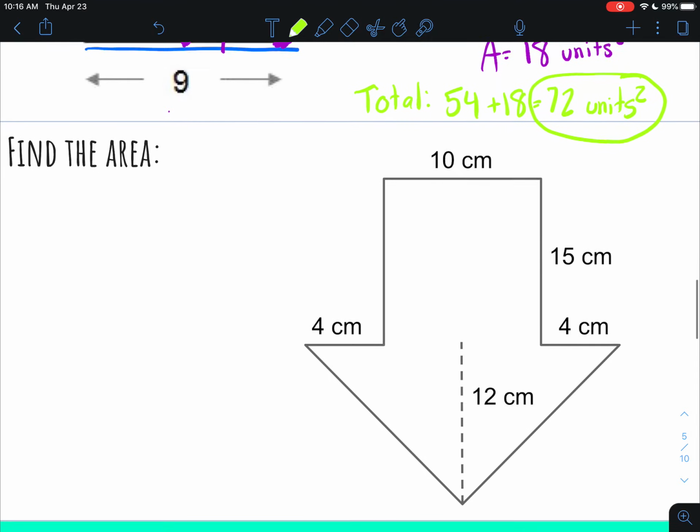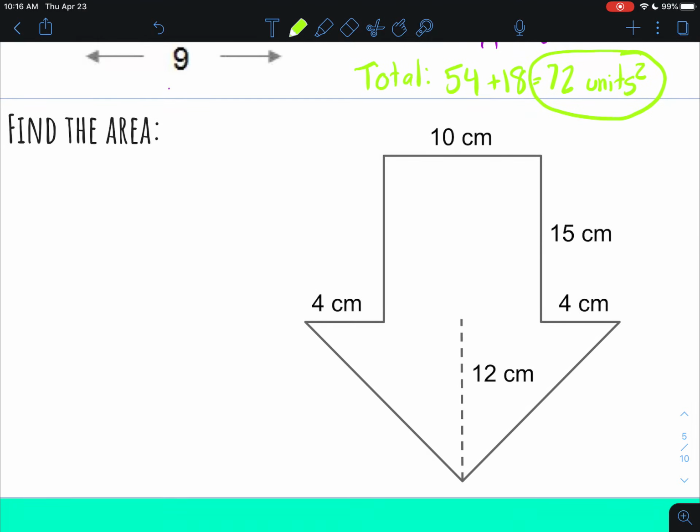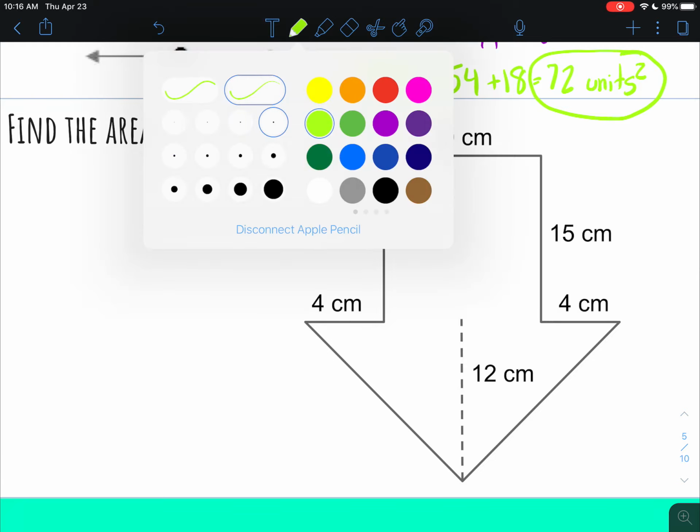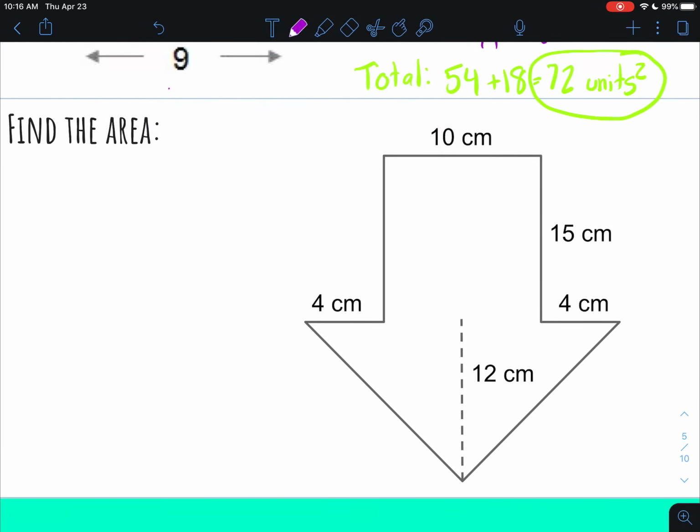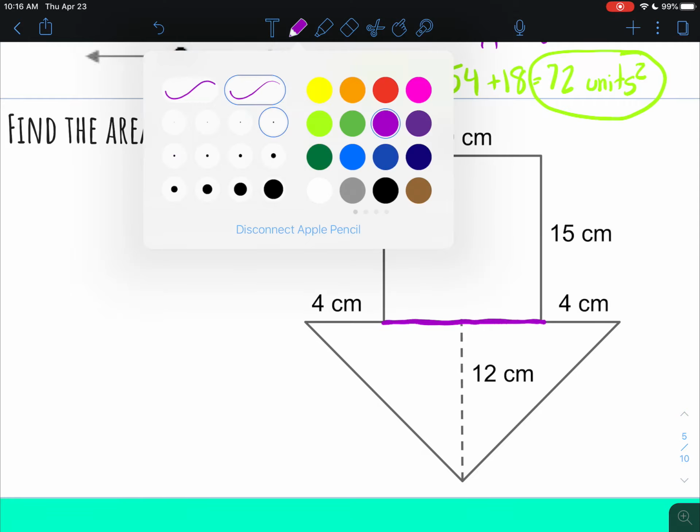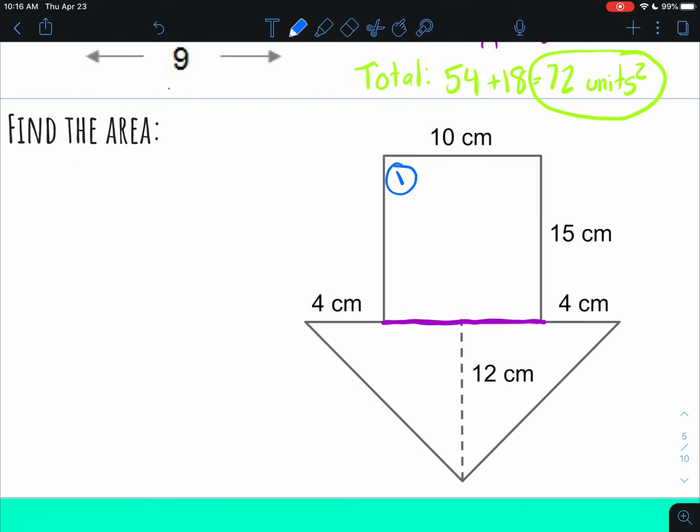Okay, one more example just like that. Ooh, this one is an arrow. So same thing, we want to cut it. So I would cut right here to get, I'll keep my colors consistent, 1 rectangle, which we know the formula is area equals length times width, and 2, another triangle. So area equals 1/2 times the base times the height.